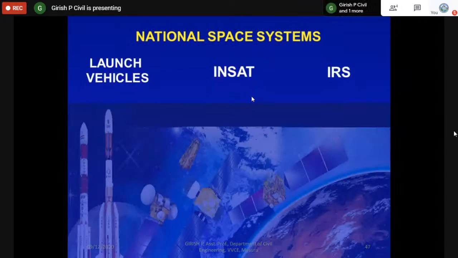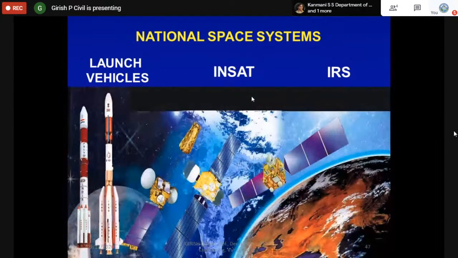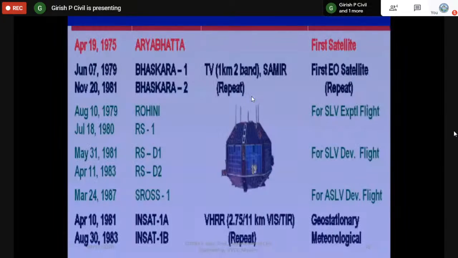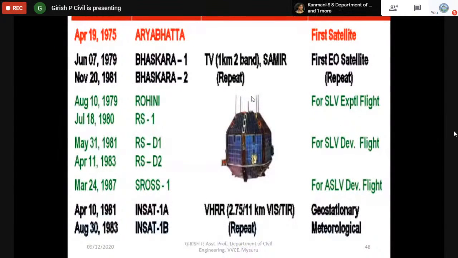Coming to the Indian national space system, over the last 3 decades, the Indian space program has achieved a lot with the INSAT satellites and IRS satellites. From 1975 to date, more than 110 satellites have been launched by India. Of these, nearly 8 to 10% were not successful. But the success rate of Indian satellites in the recent two decades is 80 to 90%.